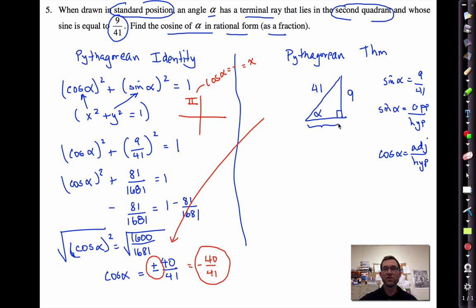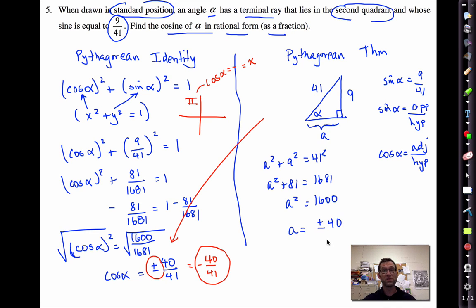Well, I don't know the adjacent side, right? But I could find it. I can find it using the Pythagorean theorem. So what I'll do is I'll call this A, and I'll just do A squared plus 9 squared is 41 squared. A squared plus 81 is 1681. A squared is 1600. And A, believe it or not, is plus or minus 40. Right? Really, it is plus or minus 40.